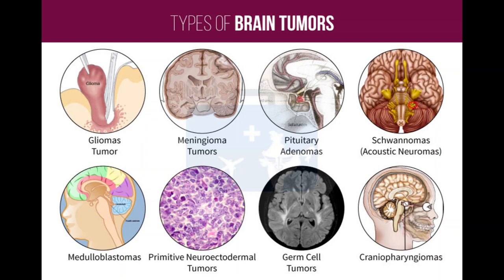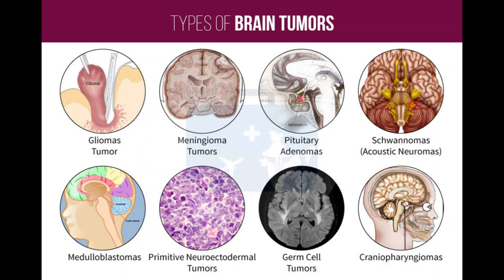Medulloblastoma. These cancerous brain tumors are most common in children, though they can occur at any age. Medulloblastoma starts in the lower back part of the brain and tends to spread through the spinal fluid. Germ cell tumor. Germ cell tumors may develop during childhood where the testicles or ovaries will form, but sometimes germ cell tumors affect other parts of the body such as the brain.